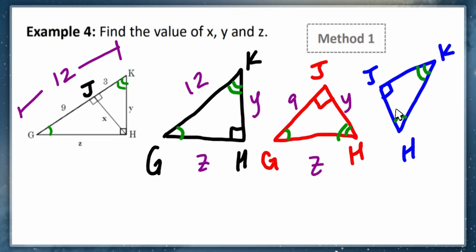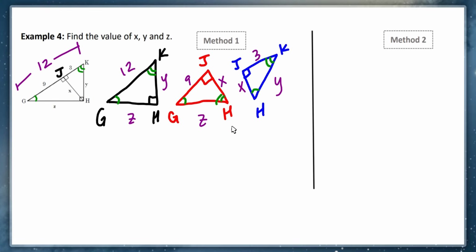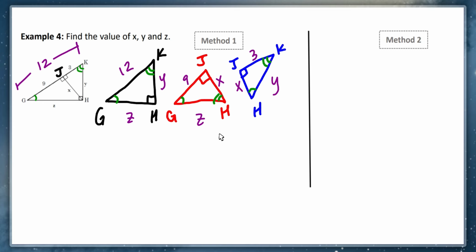In the blue triangle, JH is X. Sorry, I mislabeled that last part. JH is right here, this is X. And then in the blue triangle, JH, again, we have here X. JK is 3, and then HK is Y. Right? So it can be very easy to make a mistake. You just saw me make a mistake. So when you're labeling your sides, just be careful.